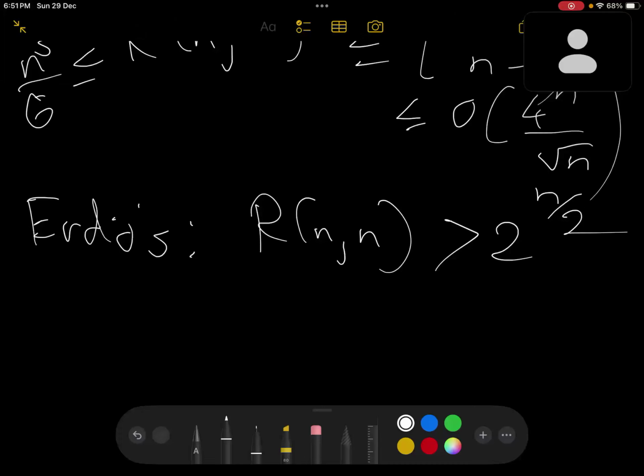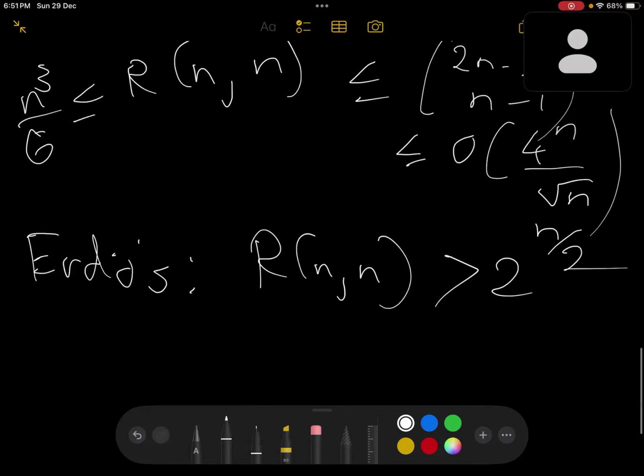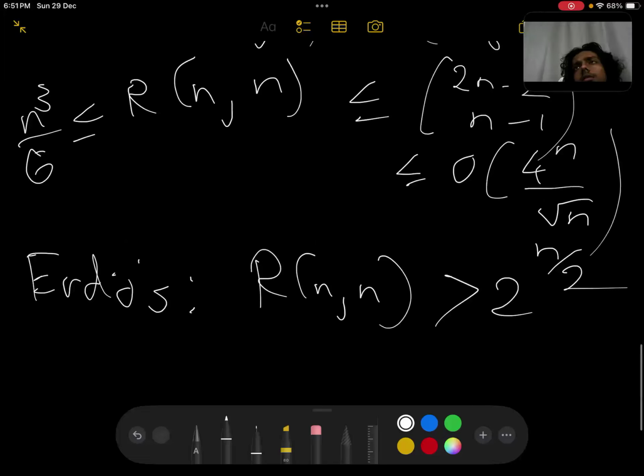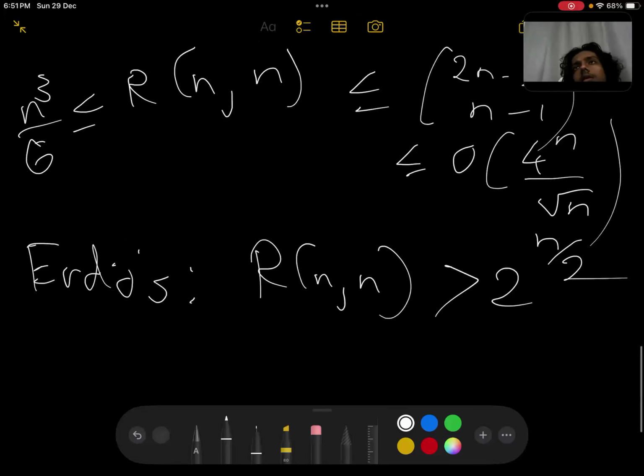There are other things that have been improved. We will see one of the improvements today. But at least the exponent has not been improved. So we have an upper bound of like 4 raised to n and a lower bound of root 2 raised to n, but still much better than n cube over 6. Have we lowered the upper bound? I don't think so, no. Again, the exponent has not been lowered. I don't know about the constant, but at least the exponent is still the same.